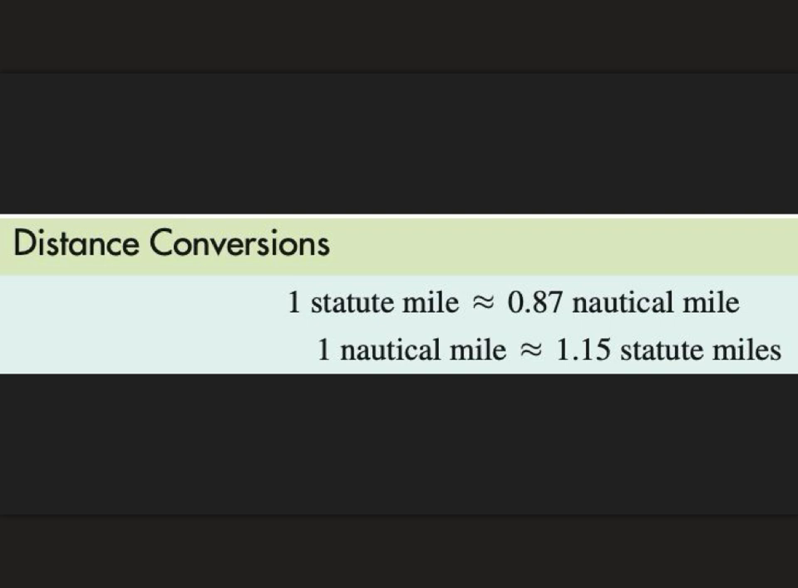A nautical mile is longer than a land mile because of the way a nautical mile is defined as a degree of the Earth's circumference around the equator, and we know that the Earth is not a perfect sphere. It's kind of fatter at the equator than it is everywhere else.